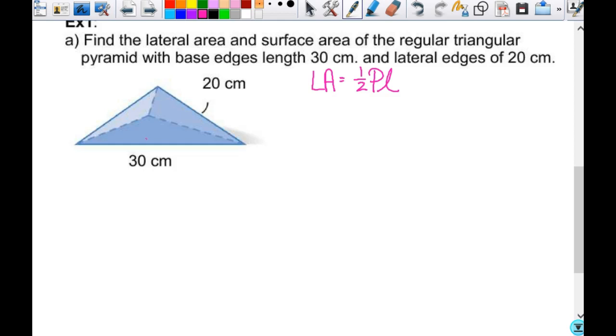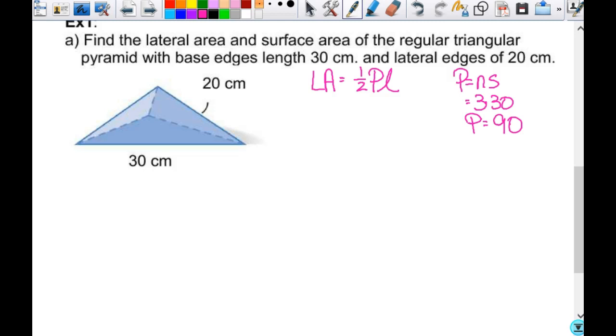Would you agree with that? Perimeter is just n times s. What is n here? 3. What is s? 30. Okay? So the perimeter is 90. Did they give me the slant height? No. They gave me the length of an edge, a lateral edge. That is not the same as the slant height.